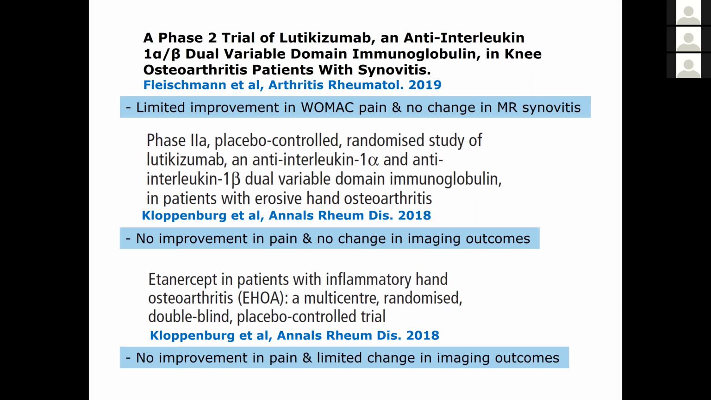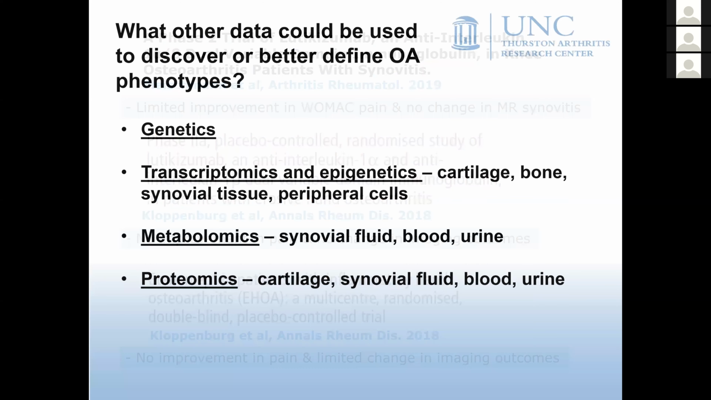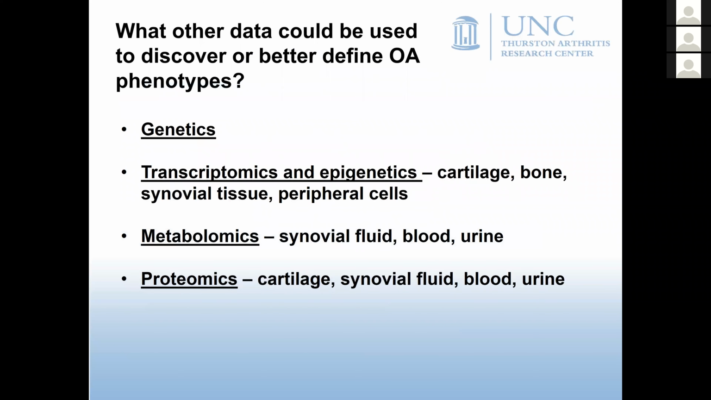So what other data could be used to discover or better define phenotypes in addition to the demographic data and imaging data that I've talked a lot about? Whether there's interest in using genetics, transcriptomics, which is measuring RNA expression, and epigenetics in various joint tissues, metabolomics, and proteomics. In other words, a very big data approach to try to define phenotypes.